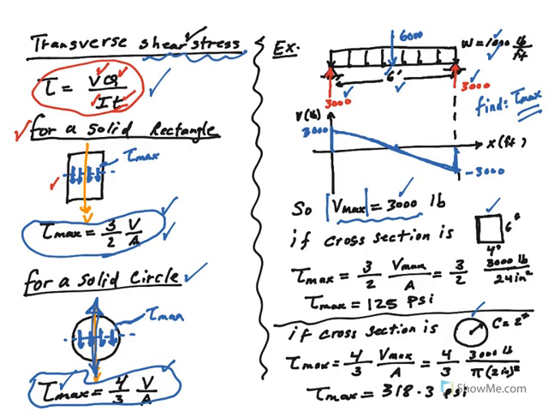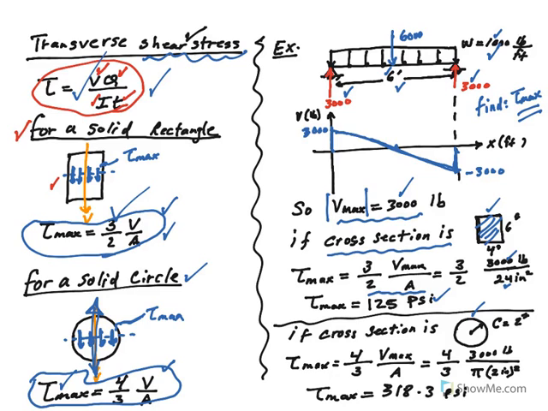So that's 3,000. Now I said if the cross section is a solid 4 by 6, the area of this guy is 24. Look, the formula is right here: 3/2 V over A. V max is 3,000. Area is 24. That comes out to 125 psi. Easy. You don't have to use what? VQ over IT. That would be a waste of time.